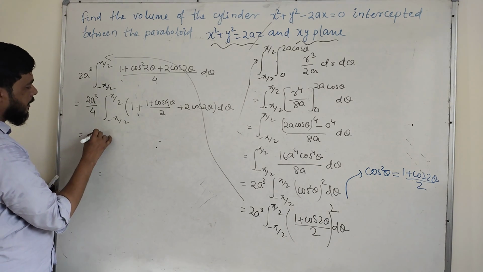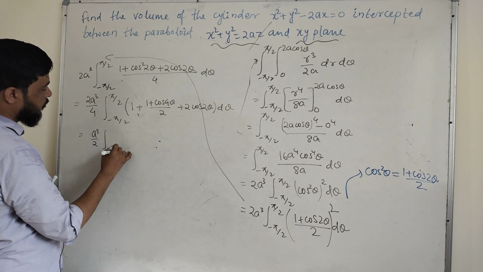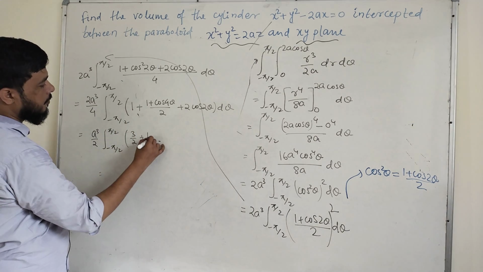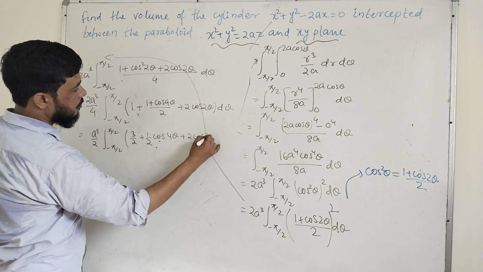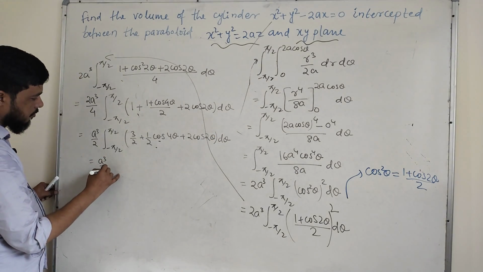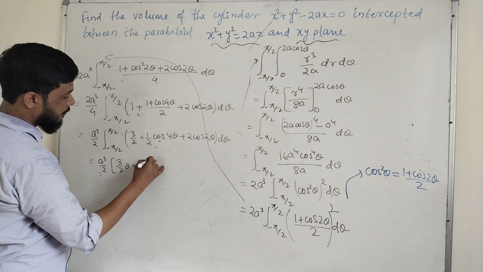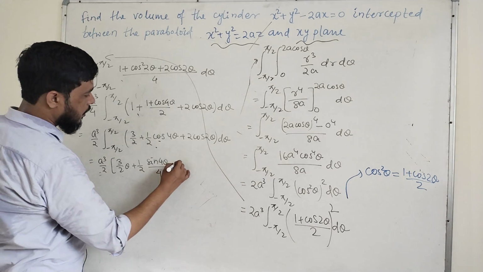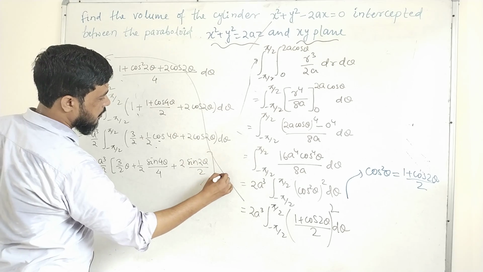So this is a cube divided by 2, and from minus pi by 2 to pi by 2, 1 plus half is 3 by 2, plus half cos 4 theta plus 2 cos 2 theta d theta. A cube by 2, integration of 3 by 2 is 3 by 2 theta, plus half integration of cos 4 theta is sin 4 theta divided by 4, plus 2 sin 2 theta divided by 2, from minus pi by 2 to pi by 2.